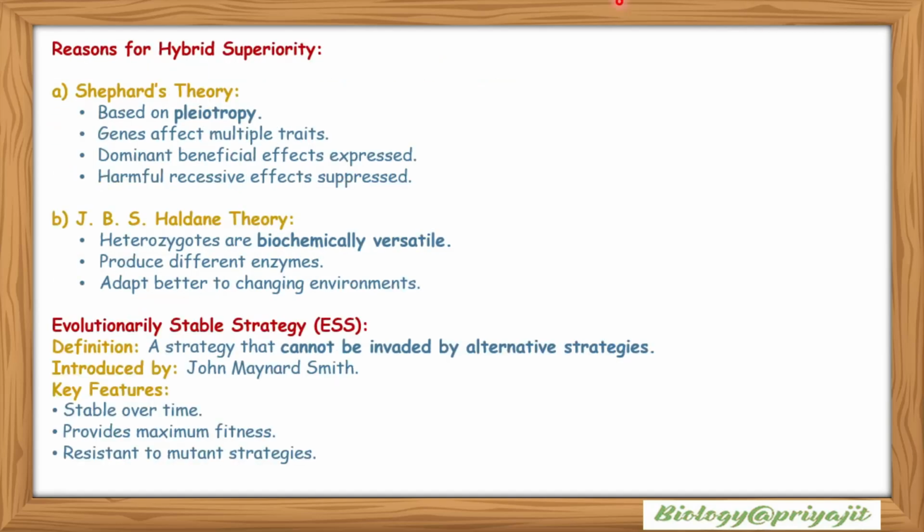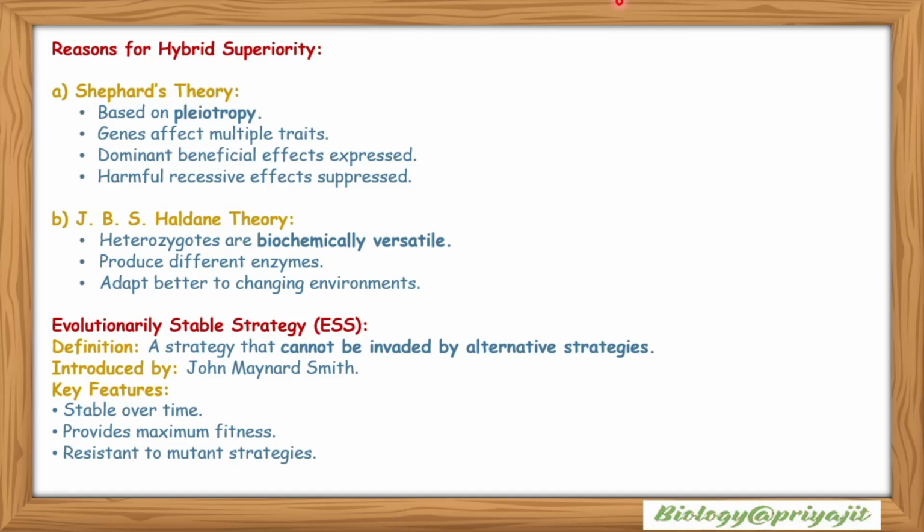Reasons for hybrid superiority. Shull's theory is based on pleiotropy: genes affect multiple traits. Dominant beneficial effects are expressed and harmful recessive effects are suppressed. J.B.S. Haldane's theory: heterozygotes are biochemically versatile. They produce different enzymes. They adapt better to a changing environment.